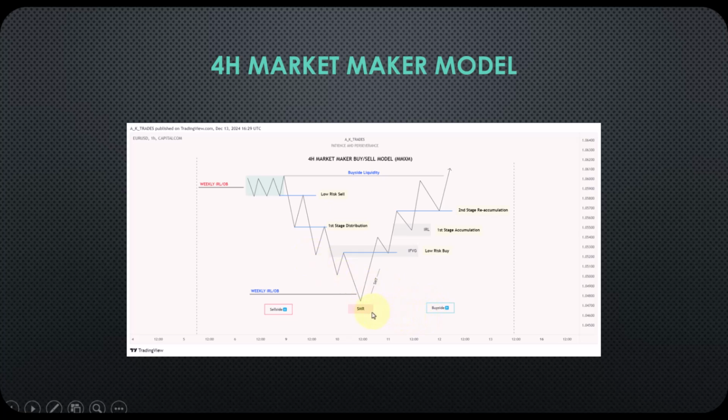But for time's sake, I'll just deal with the buy side for now. So as price is coming from our weekly internal range liquidity or order block, we realize that there is an SMT with the correlated assets.